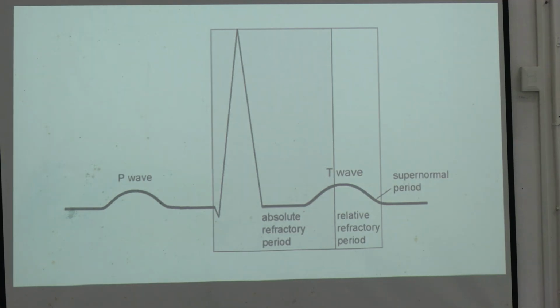Okay, so if we compare it with ECG, this is the P wave. Starting from the QRS complex to the first half of the T wave, we get the absolute refractory period, and in the latter half of the T wave, we get the relative refractory period.